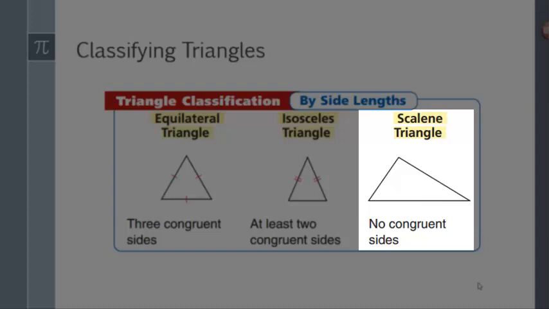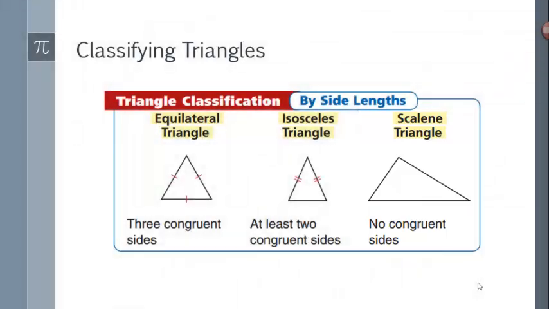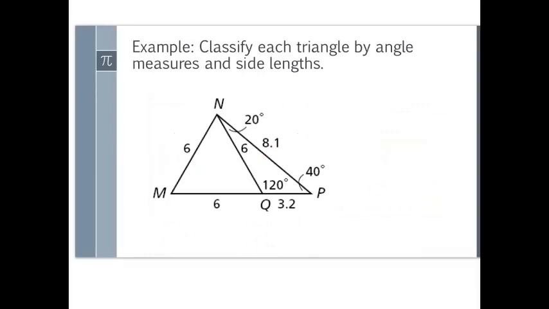So let's look at a quick example involving classifying triangles. Okay, let's take an example. Classify each triangle by angle measures and by side lengths. Well, we have 3 triangles here. We have triangle MNQ. We have triangle NQP. And we have triangle MNP.